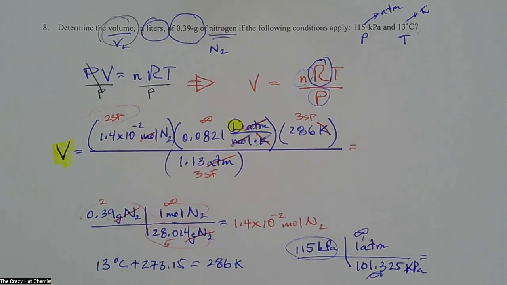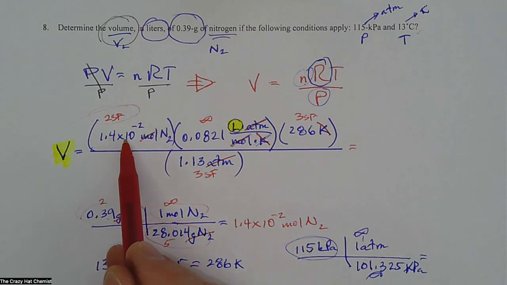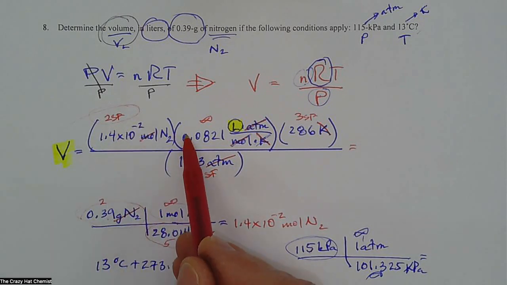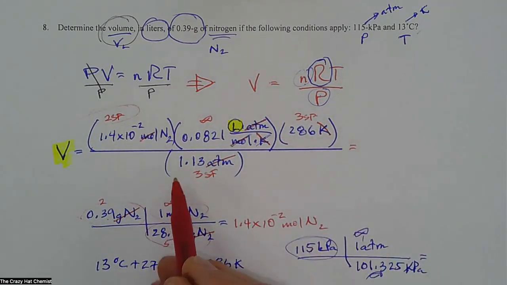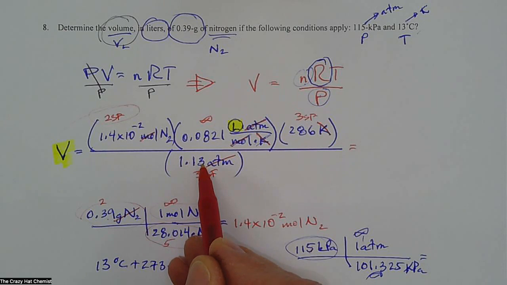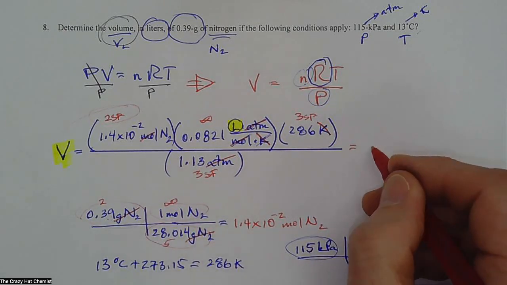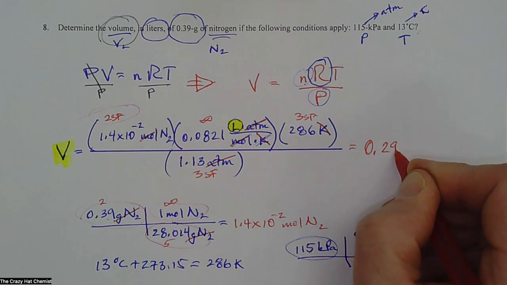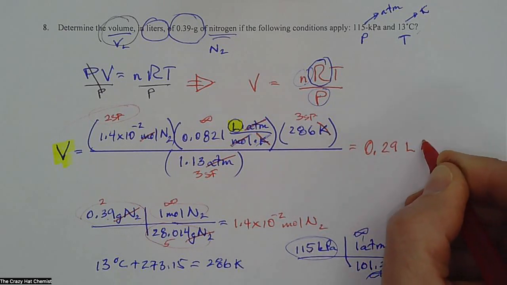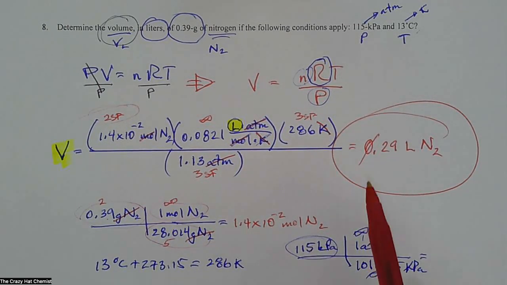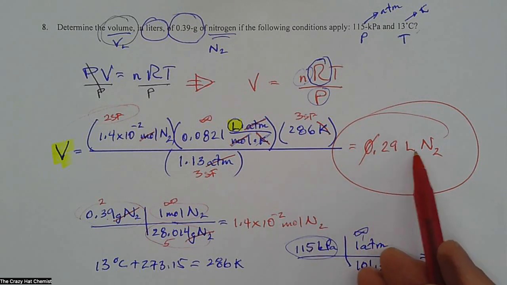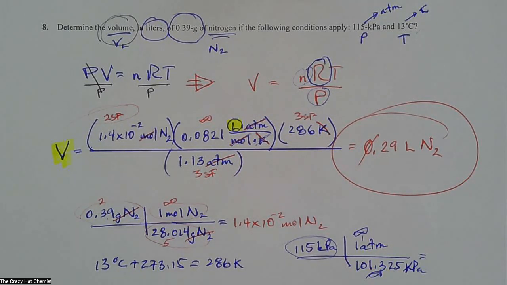I'm going to plug this into my calculator in the following way: 1.4 times 10 to the negative 2 times 0.0821 times 286 divided by 1.13. And I'm going to round this to two significant figures. That will be 0.29. The units are liters. The formula is N2. Hidden zeros don't count. So I have 0.29 liters of nitrogen gas. Boom! That is the correct answer for that.